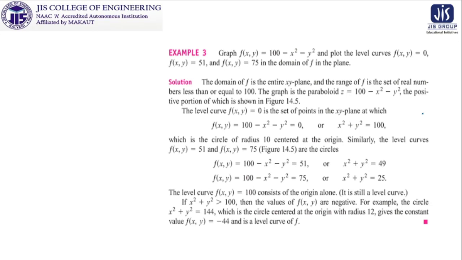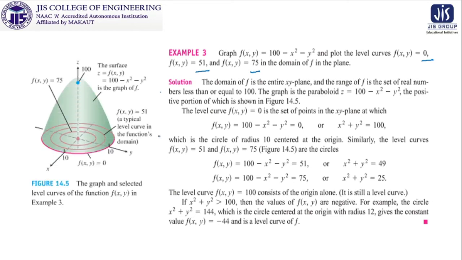Now we are having a very quick example on this particular thing. The graph of f(x,y) is given as 100 minus x square minus y square. We are asked to plot the level curves when the value of c is 0, the value of c is 51, and the value of c is 75. Now this discussion is made over here. I want to make this discussion from the visualization point of view.